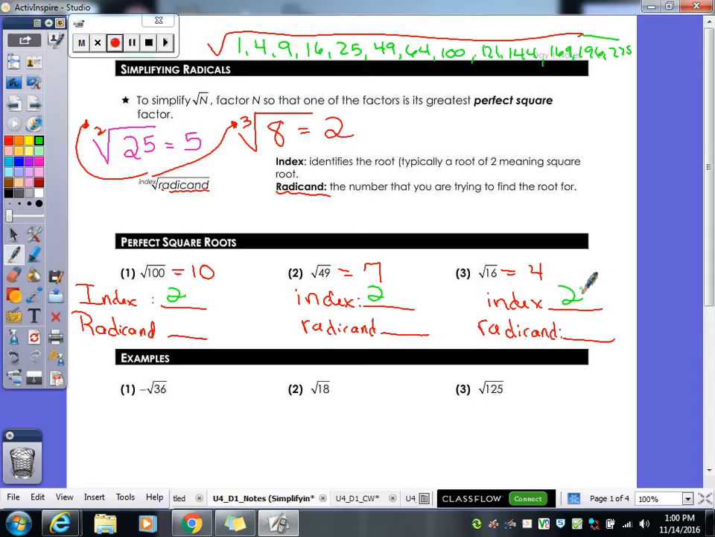All right, the radicand for the first one is not 10. The radicand is not the answer. The radicand is the number under the radical. So this should be 100. This should be 49. And this should be 16. Okay? So those are 2 little vocabulary words that will pop up every once in a blue moon. You definitely will see it on your test, but like on the Regents, it will definitely pop up.